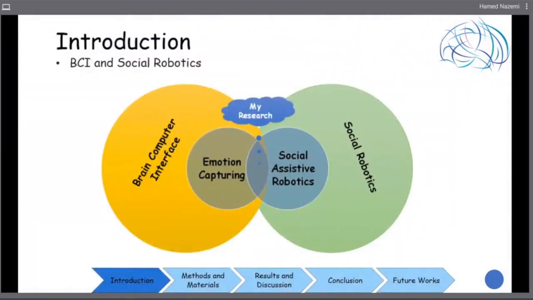This abstract is a part of my master thesis. My thesis involves two fields of science, BCI and social robotics. In my thesis, the goal is to identify a person's emotion using EEG and then have a social robot interact with humans based on the identified emotion state. Today, I want to present the results of the emotion recognition section.